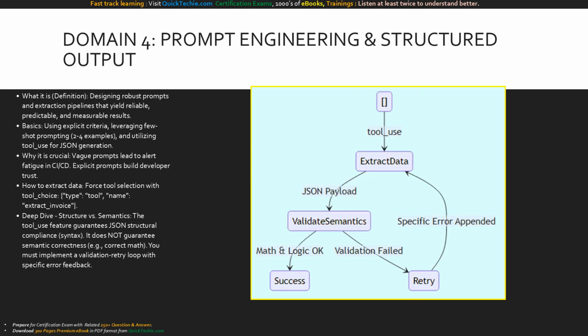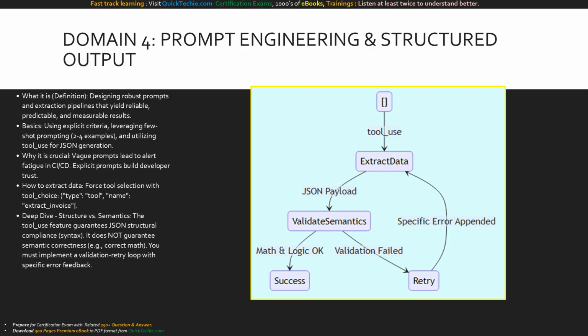Domain 4 covers prompt engineering and structured output. You might think you know prompting, but production prompting is different. Vague instructions like "find all issues" are anti-patterns that lead to false positives and alert fatigue. You must use explicit, measurable criteria, like "flag functions over 50 lines."